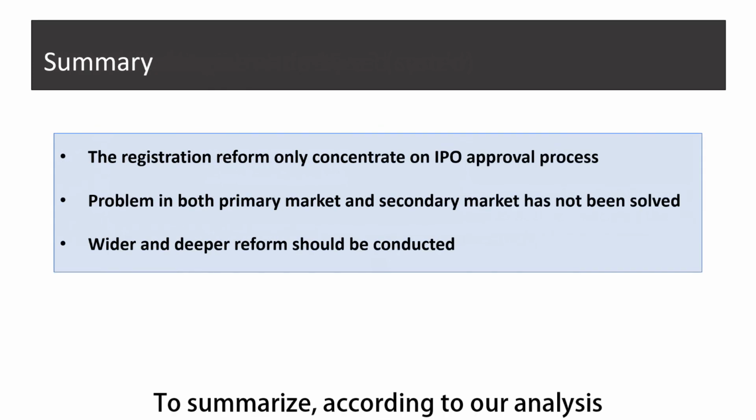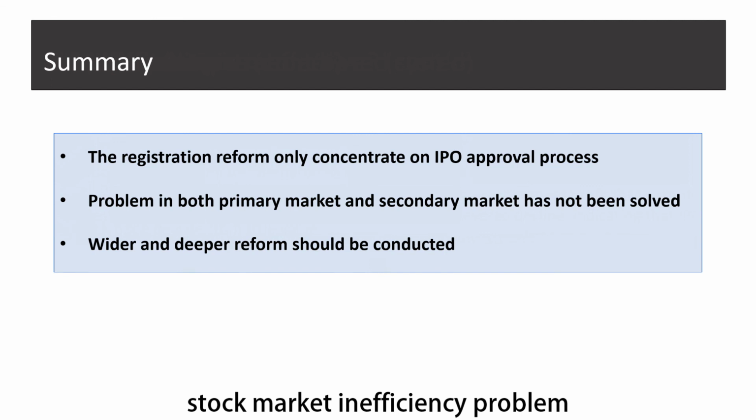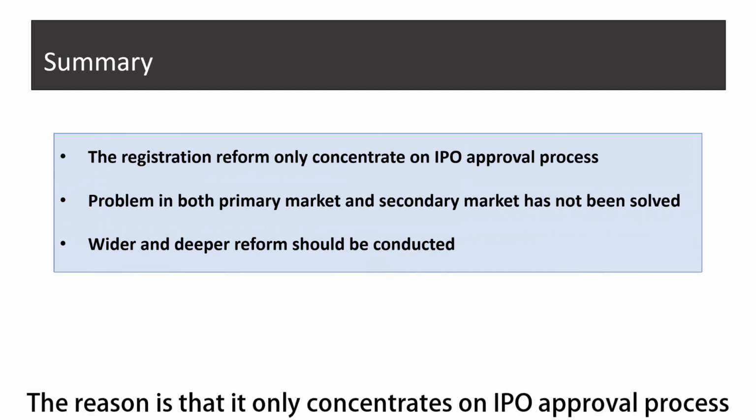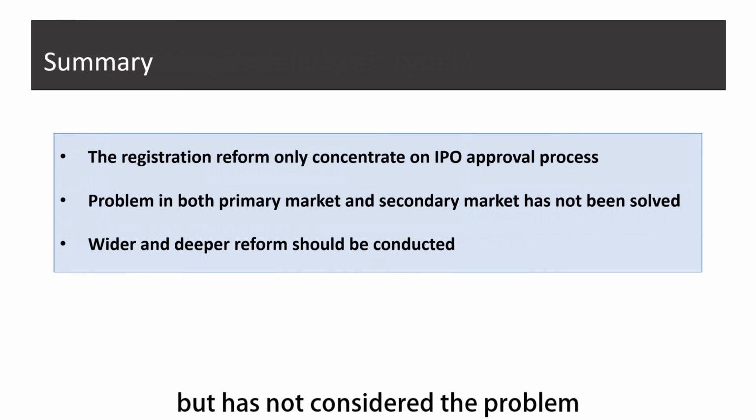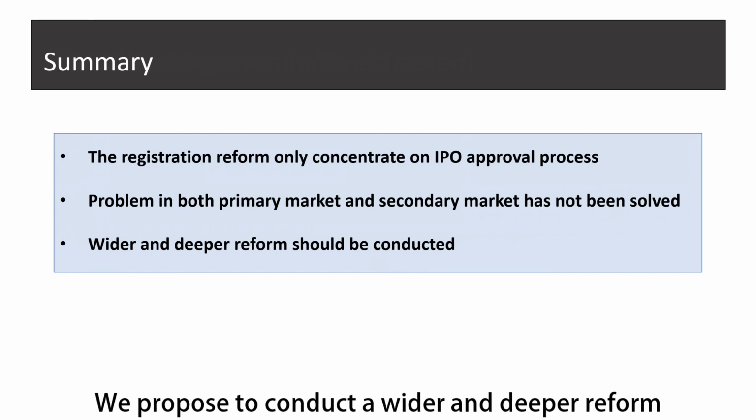To summarize, according to our analysis, China's registration reform failed to solve the stock market inefficiency problem. The reason is that it only concentrates on the IPO approval process, but has not considered the problems in both the primary market and secondary market. We propose to conduct a wider and deeper reform.